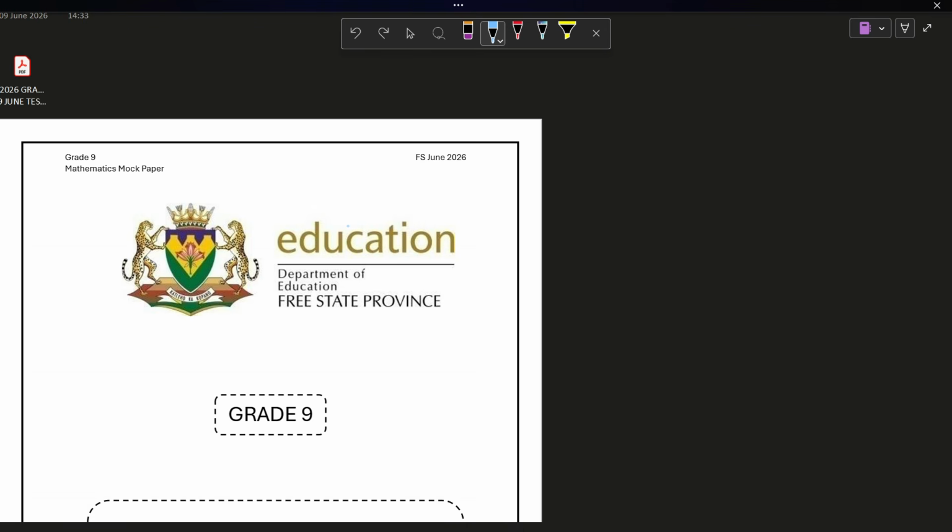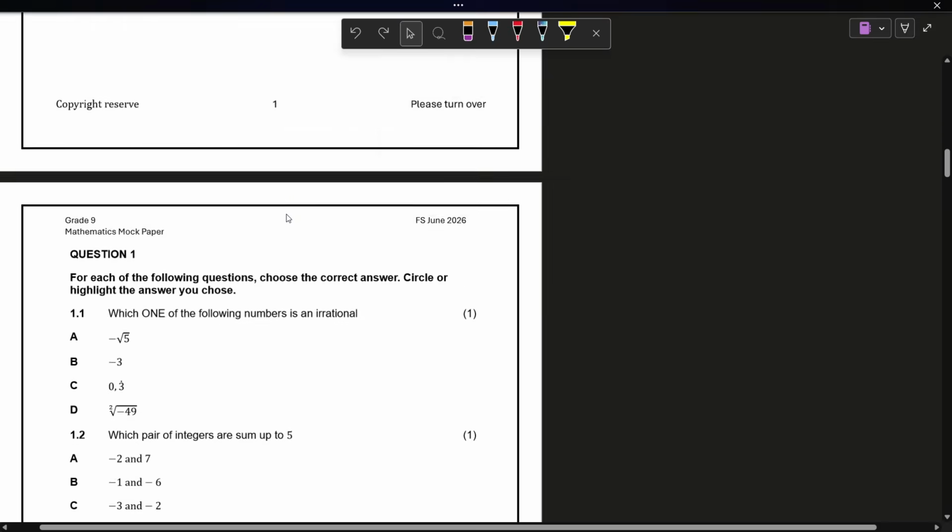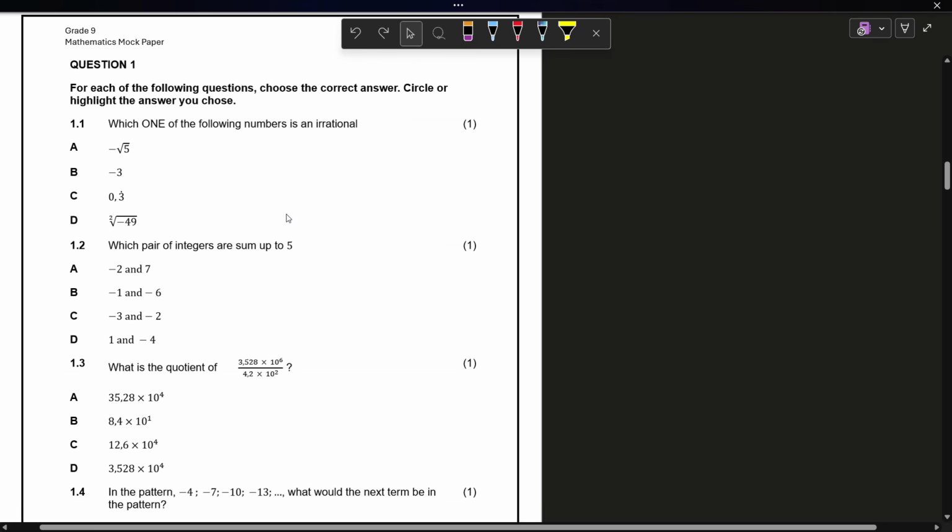So now let's start with question 1.1. Which one of the following numbers is irrational? Okay, let's start here. So, is A irrational? Yes. I don't want to explain really fast. You really have to explain what the numbers are. Just a quick explanation.